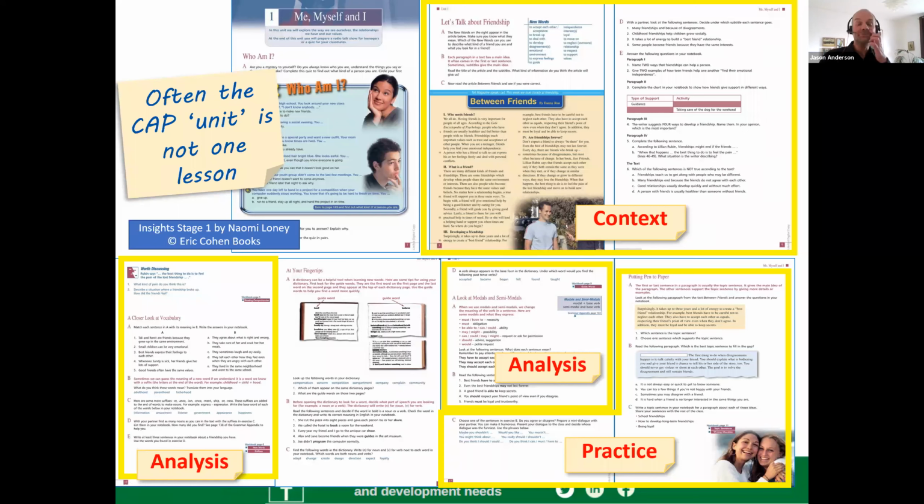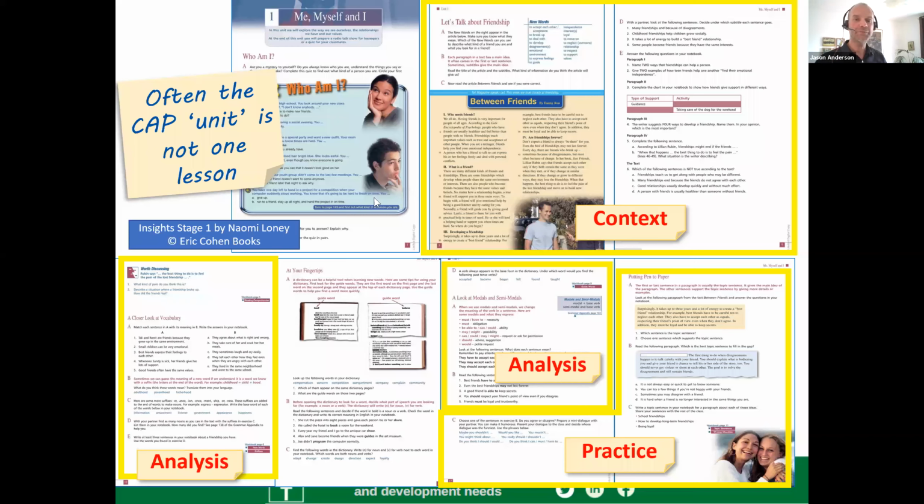So one of the issues with CAP is that the CAP unit is not in one lesson. In this course, you can see the first page is actually the pre-context warm-up. The context would then take probably a lesson. The analysis happens in two different phases in probably subsequent lessons, especially if you're teaching 45-minute lessons, which is the norm in secondary education. And then the practice tends to come out in a lump at the end in this particular course book, or it might actually happen in separate sections. So you could argue that the CAP model isn't necessarily a model for one lesson. It seems to be a longer term model.